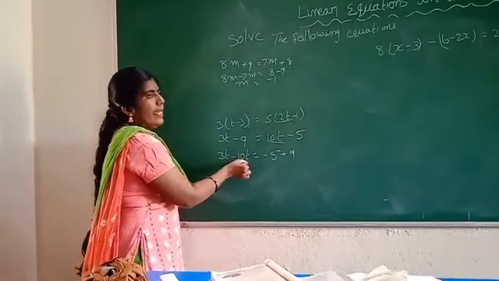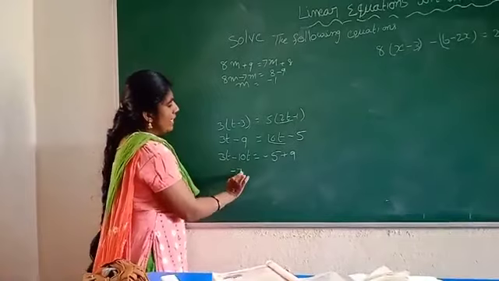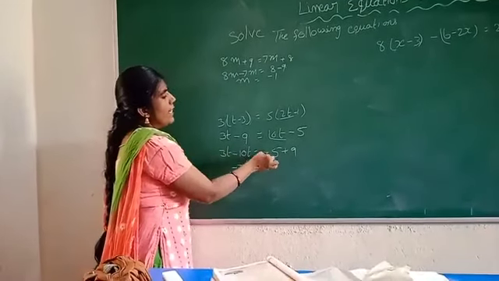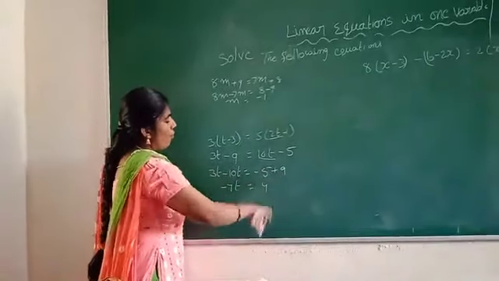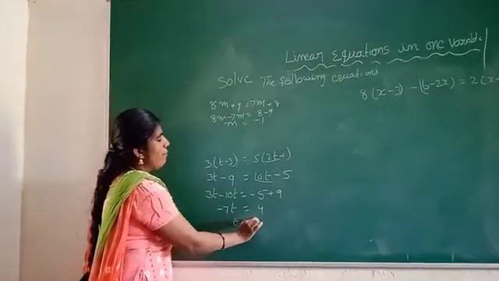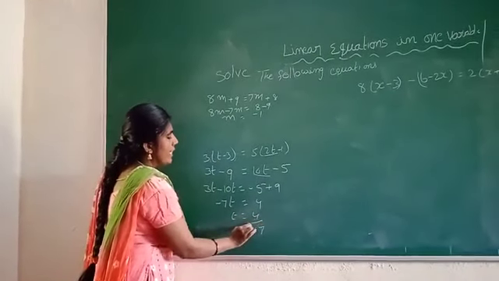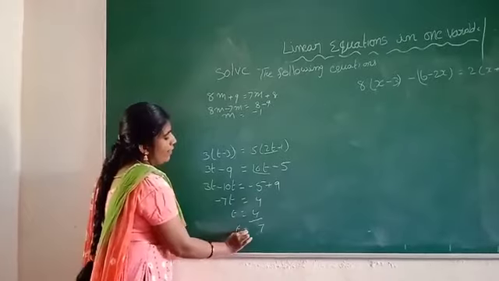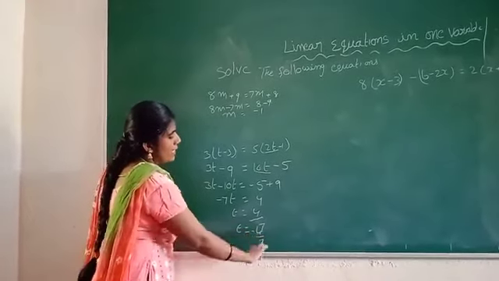3t minus 10t, how much? Minus 7t. Minus 5 plus 9, 4. So, t equal to minus 4 by 7.